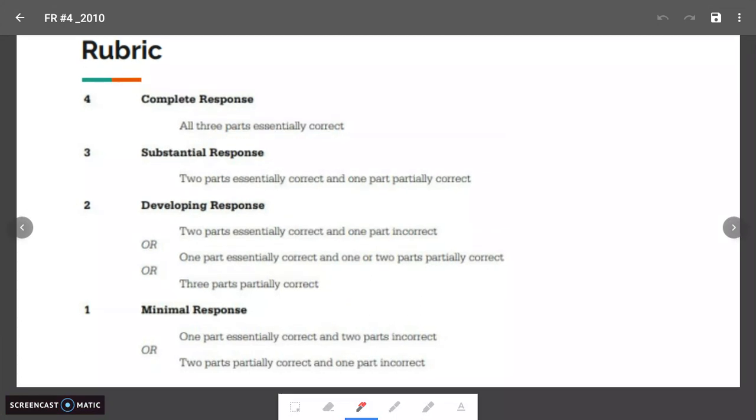So then we have the rubric here. All 3 essential parts would have gotten a 4. 2 essential parts and 1 partial would have gotten you 3. And then there's 3 different scenarios that would have gotten you a 2. And then 2 different scenarios that would have gotten you a 1. And we'll look through that with the student work that I'm going to show you next.